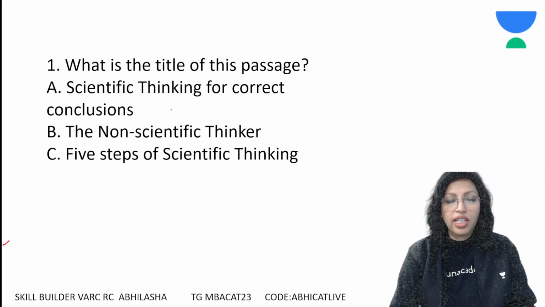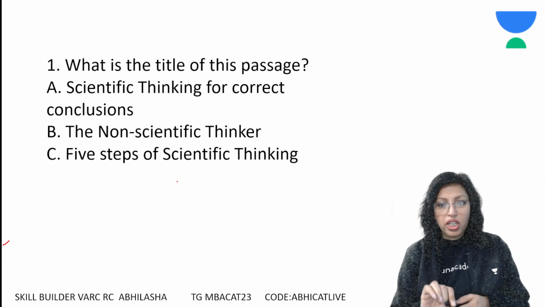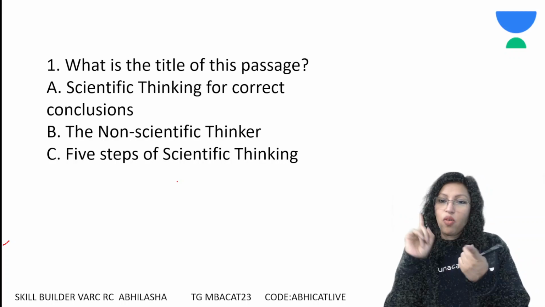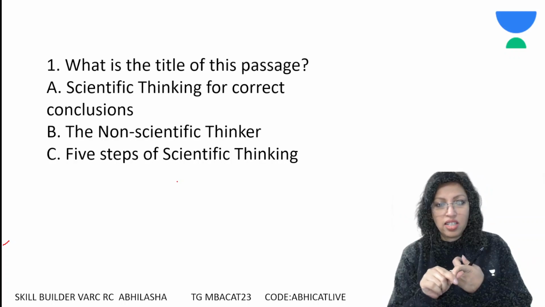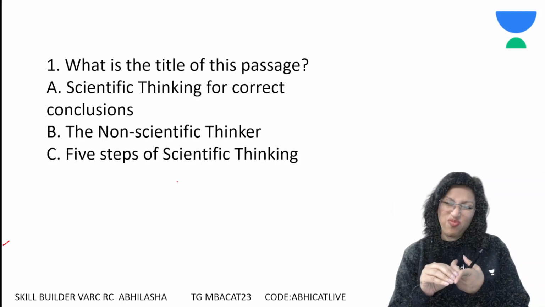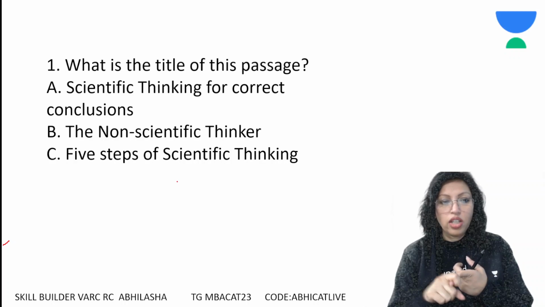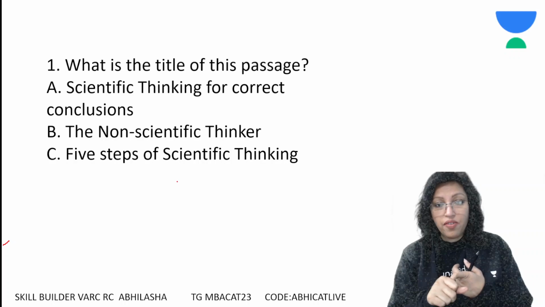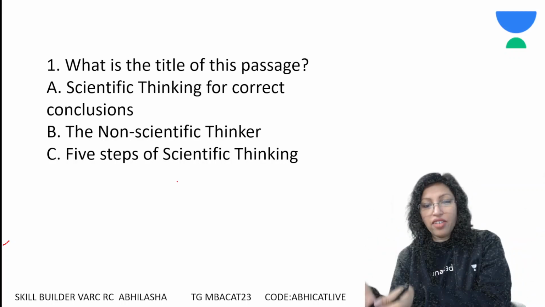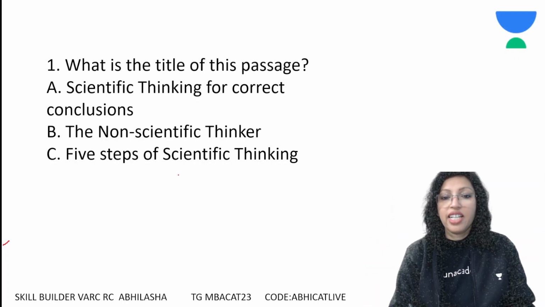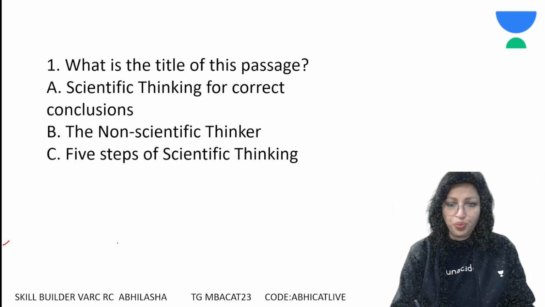Scientific thinking for correct conclusion, the non-scientific thinker, or 5 steps of scientific thinking. Which of these is going to be the correct passage? Again, think. What are the characters? Scientific thinking. Correct. What was the thought? Tone positive. We moved from non-scientific thinking to scientific thinking and said that is what we need to do.